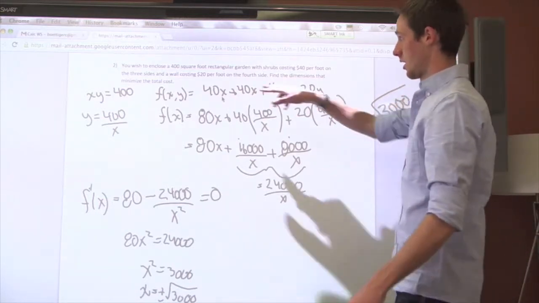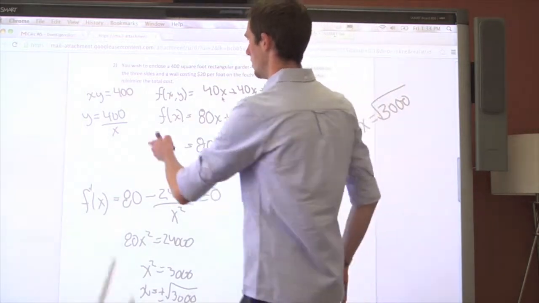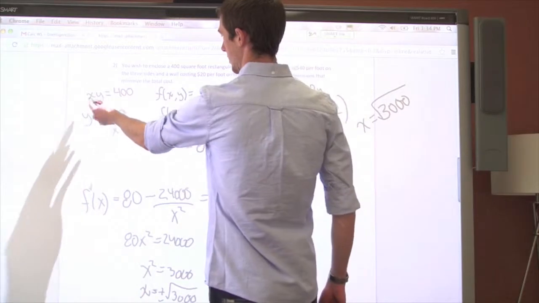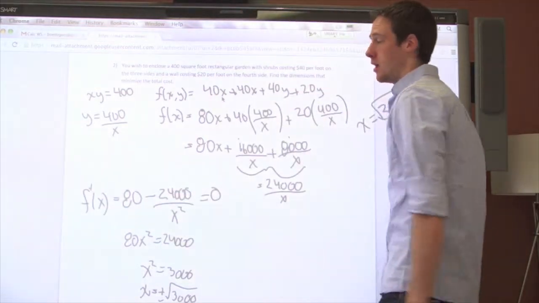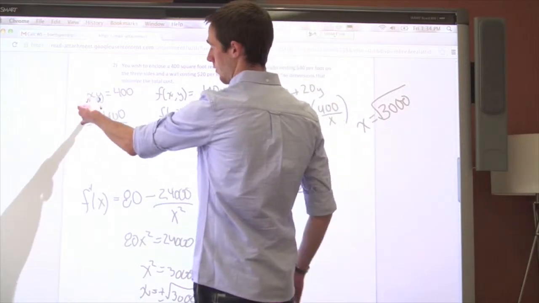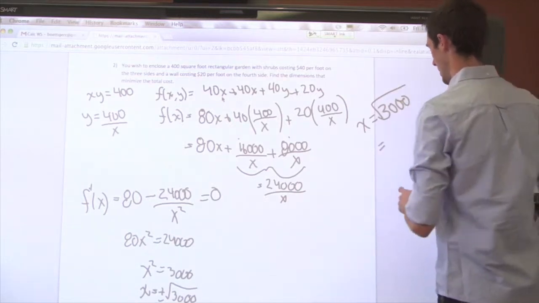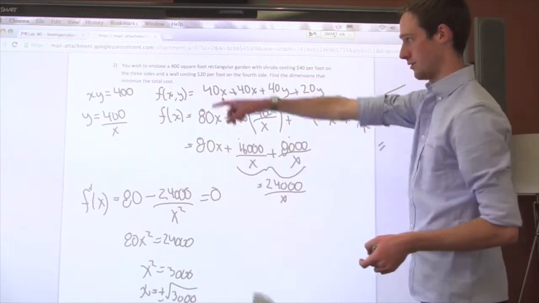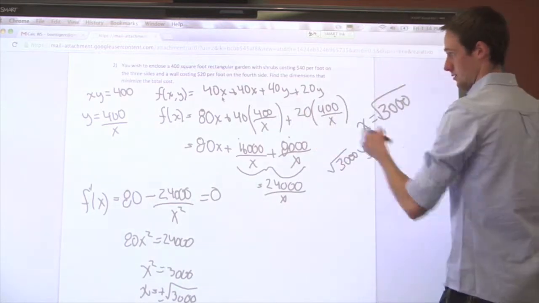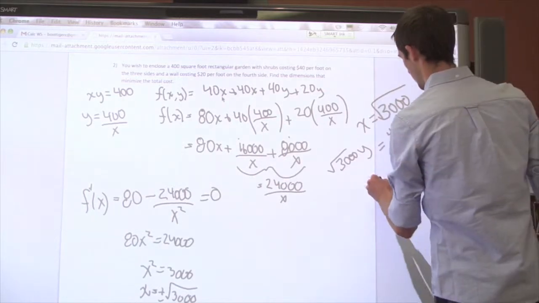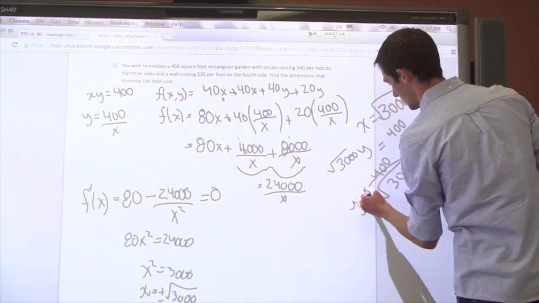The other possible candidates that you need to check are the endpoints as well. Those endpoints would be when x is 1 and y is 400, and the opposite of that, when x is 400 and y is 1. You need to check both of those as well. When we go ahead and simplify this down, we'll just do the square root of 3,000. You can plug it back in to the xy equation. So we've got x as the square root of 3,000, and y is going to be equal to 400 divided by the square root of 3,000. And that's what your y is equal to.